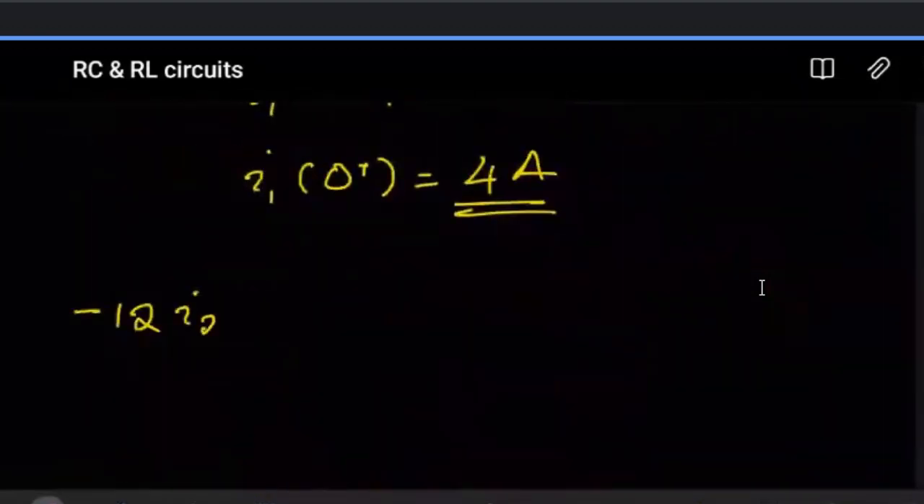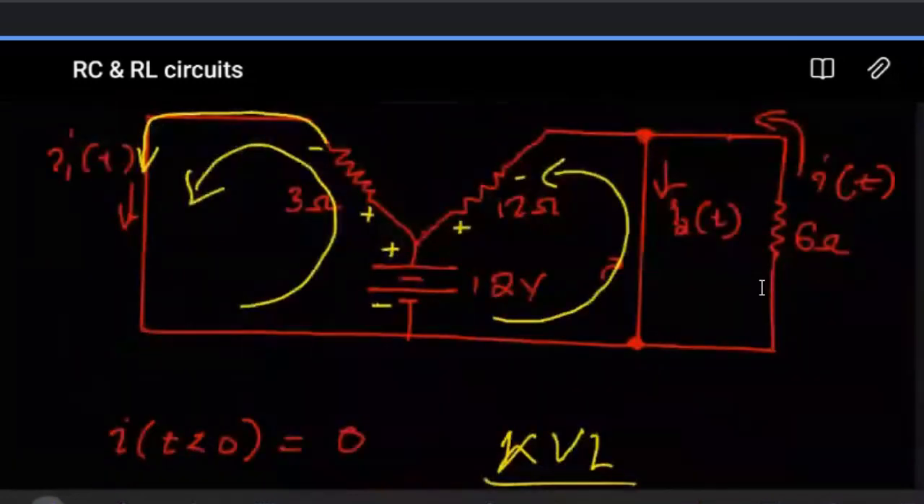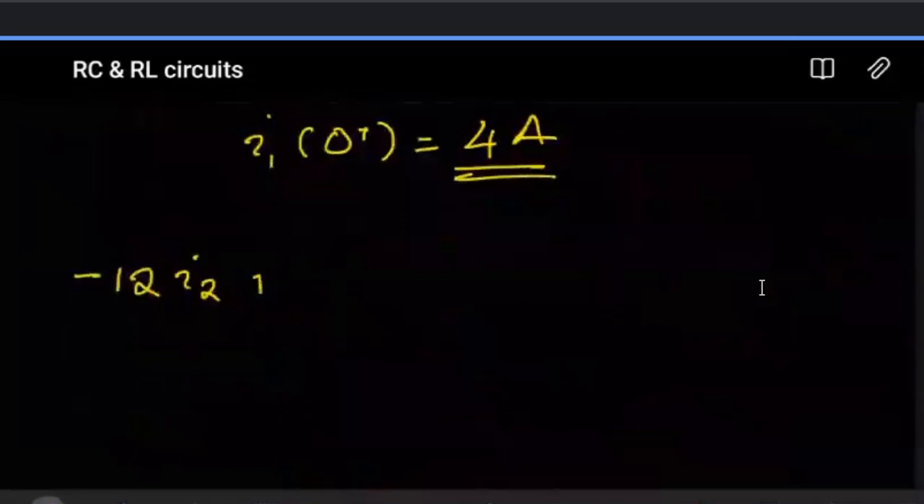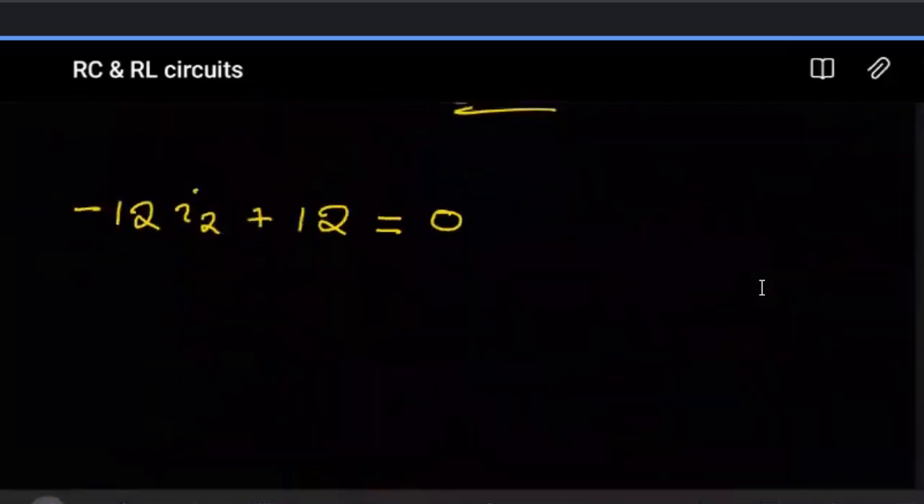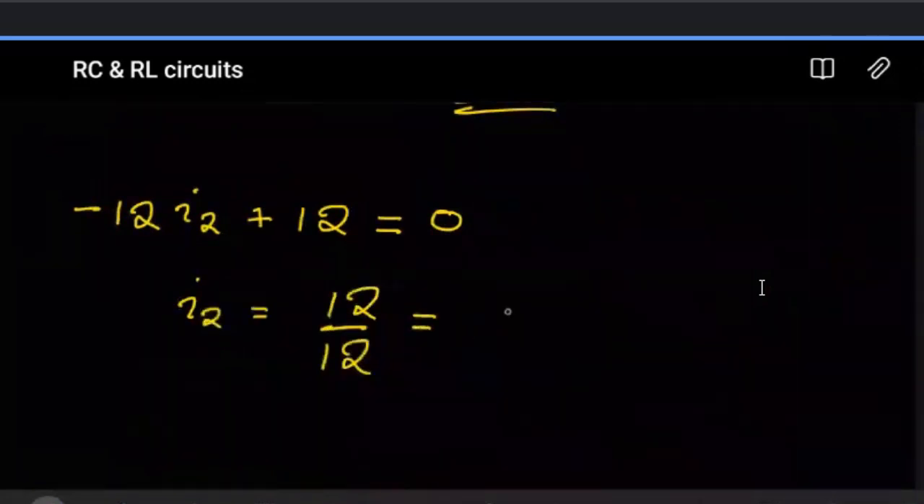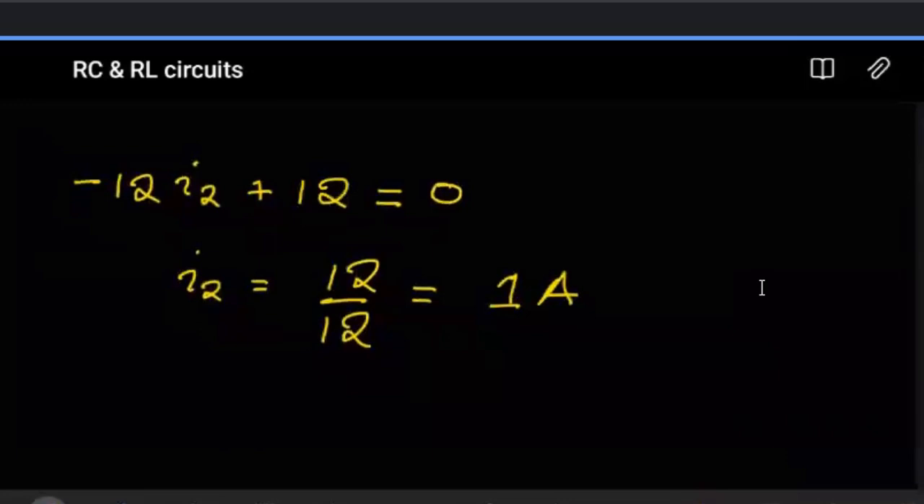And then I find the voltage source at its positive part. So I'm going to have plus there, and that is 12 volts. They're the only two components, so this is going to be equal to 0. And if you make I2 the subject, you're going to have 12 over 12, and this is going to give you 1 amp.